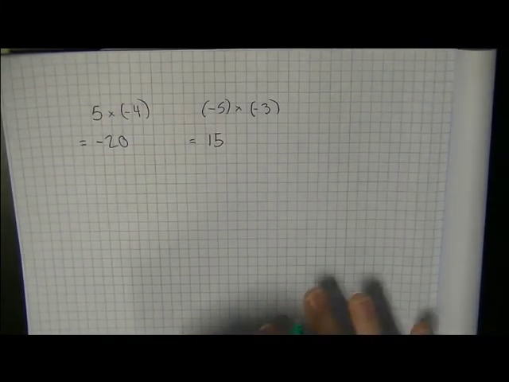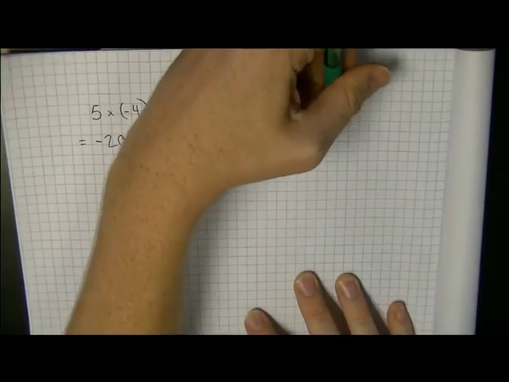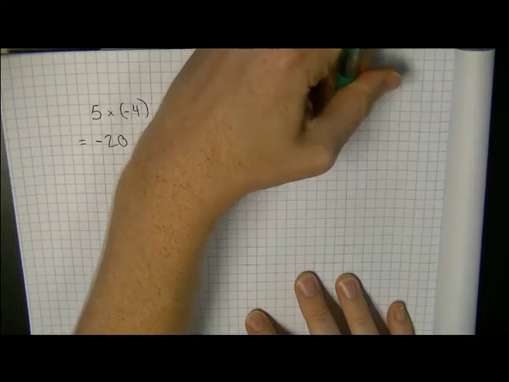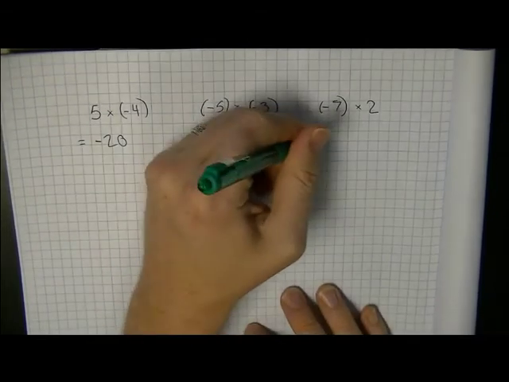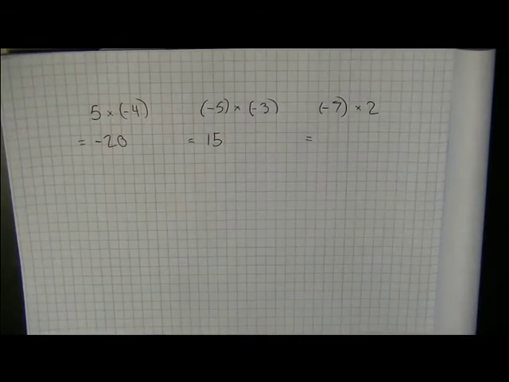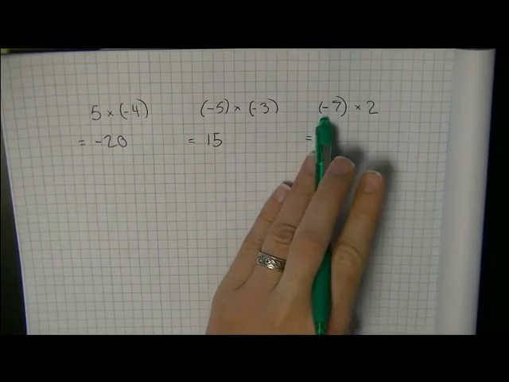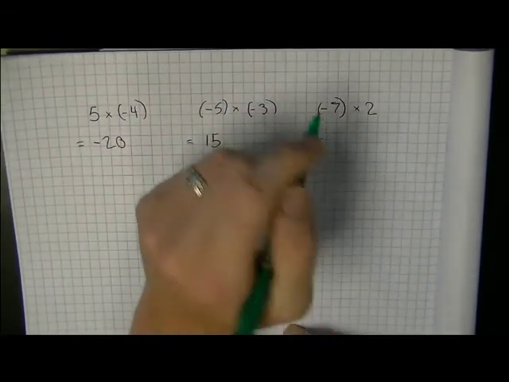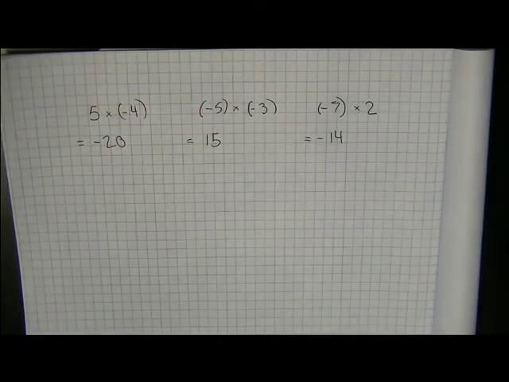All right, and last situation, if I have a negative number, so let's say negative 7 times a positive, positive 2, right? Then in that situation, when you're multiplying by a positive, that doesn't switch the sign. So it's going to stay negative, and it'll be negative 14, because 7 times 2 is 14. So that's how that works.